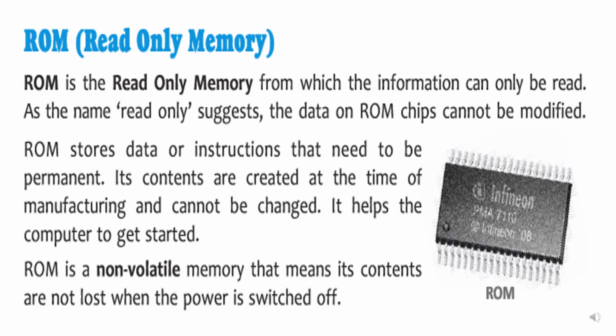ROM is read-only memory. As the name says, it means that we can only read that memory. We can't write anything in those chips. ROM stores the instructions which are permanent and which we need to be permanent. They are created once by the manufacturers and cannot be changed. It helps the computer to get started. That's why ROM is also known as non-volatile memory. It means its contents are not lost when the power is switched off.